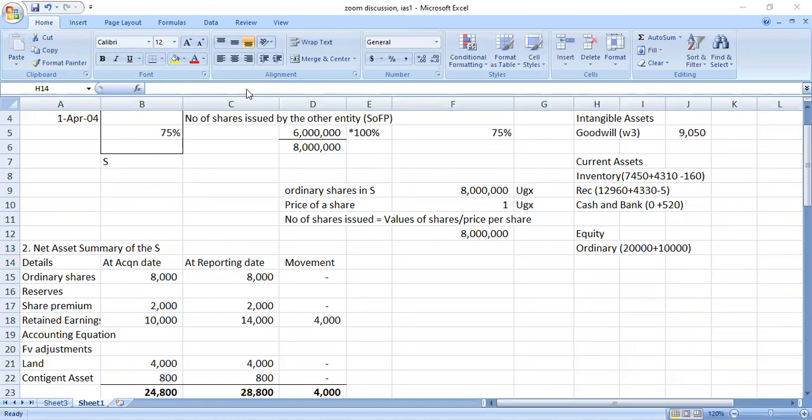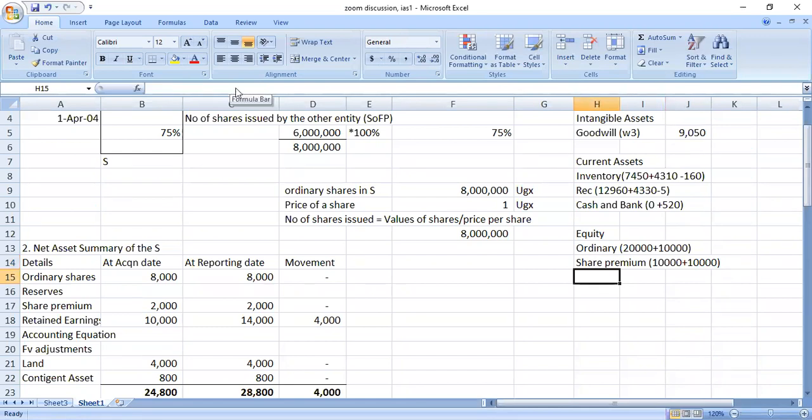Then you have share premium. You still bring only for the parent. We didn't have any adjustment when working for it, so just bring only the figure that is there. For the parent, we had the 10,000 as the opening balance, and now we also had an extra 10,000 from when we issued the shares. So 10,000 plus 10,000.